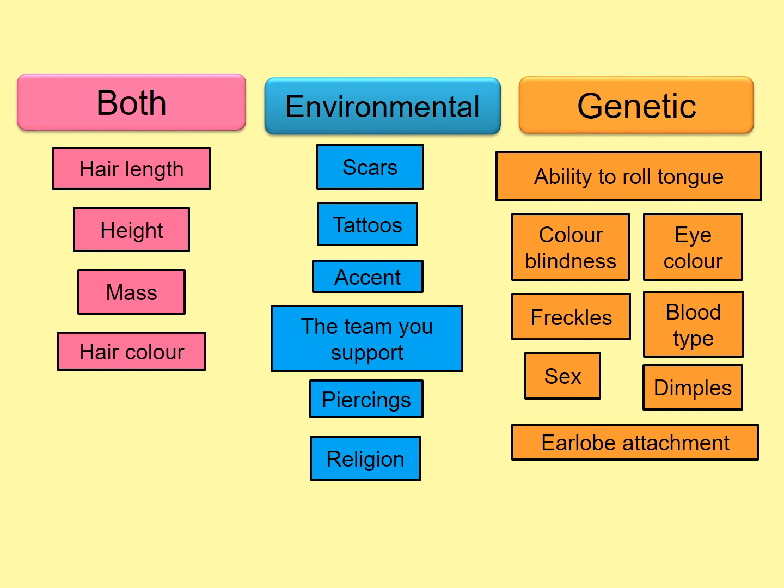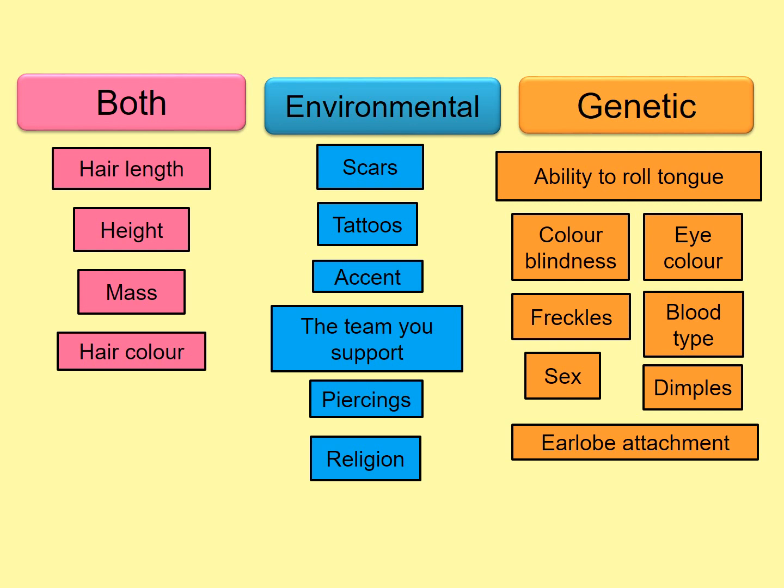Then the characteristics which fit into both groups are your hair length. Some people have naturally gorgeous long hair. Some people's hair grows much slower. You can obviously have your hair cut. So it is affected by genetics, but it's largely determined by your environment.